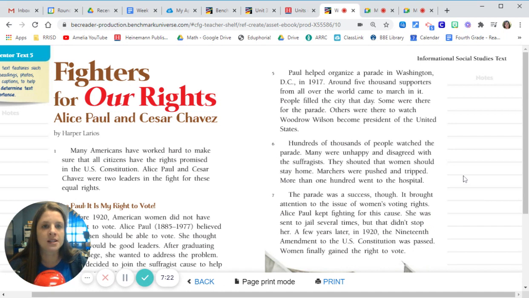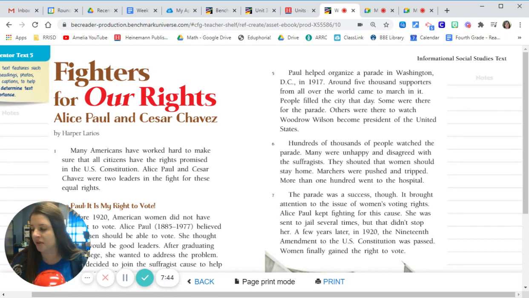Paul helped organize a parade in Washington, D.C. in 1917. Around 5,000 supporters from all over the world came to march in it. People filled the city that day. Some were there for the parade. Others were there to watch Woodrow Wilson become president of the United States.